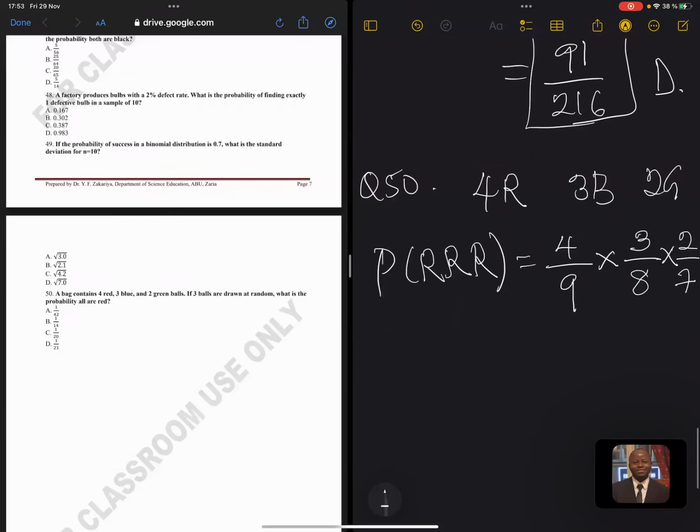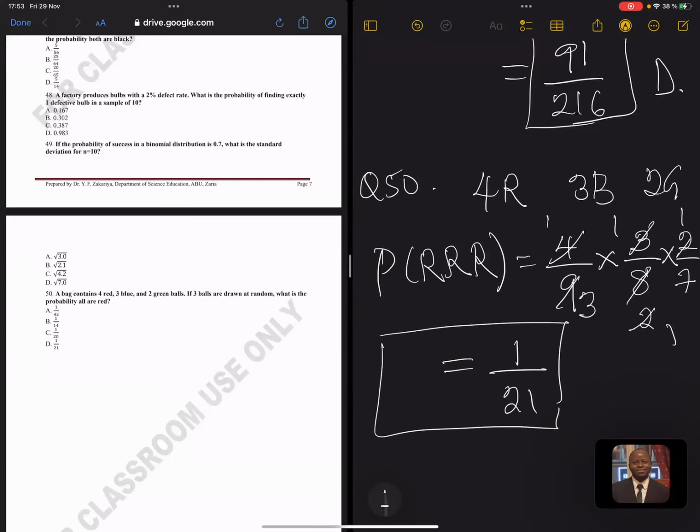So we can reduce this. 4 here 1, 4 here 2, 2 here 1, 2 here 1, 3 here 1, 3 here 3. At the numerator here, we have 1, 1, 1. 1 times 1 times 1 is 1, divided by, at the denominator, we have 3 times 1 times 7. 3 times 1 is 3. Then 3 times 7 is what? 21. So the probability of picking all red is what? 1 over 21. And the right option is option D.